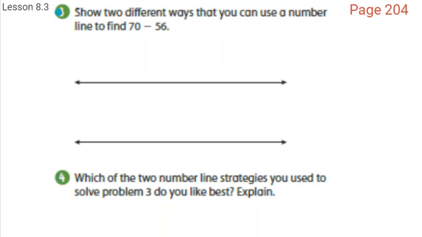Lesson 3, number 3. Show 2 different ways that you can use a number line to find 70 minus 56. Remember how I said I like going forward? Maybe this one could be going backwards. And then it says here on number 4, which of the 2 number line strategies you used to solve problem 3 do you like best? Explain. So which way do you like going, forwards or backwards? That was on page 204.